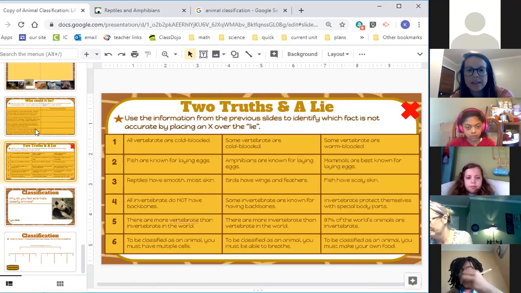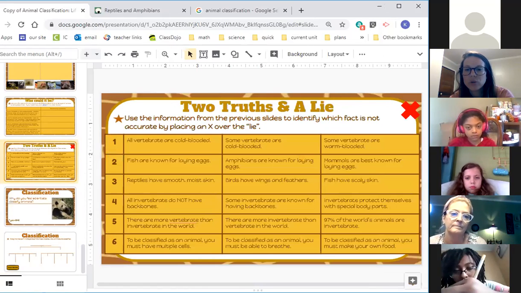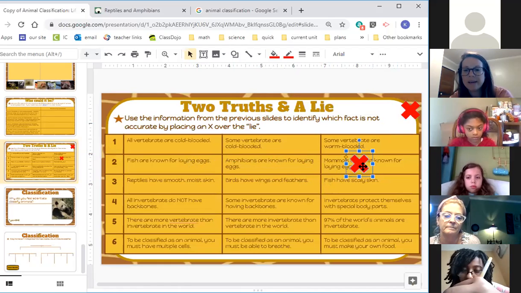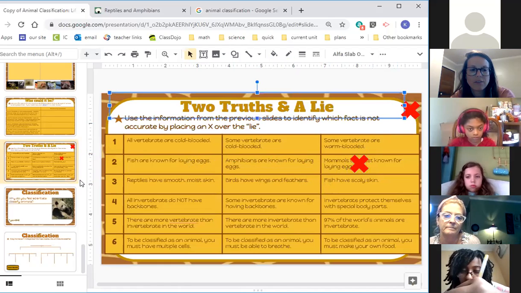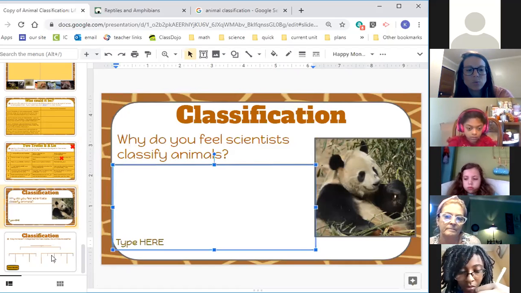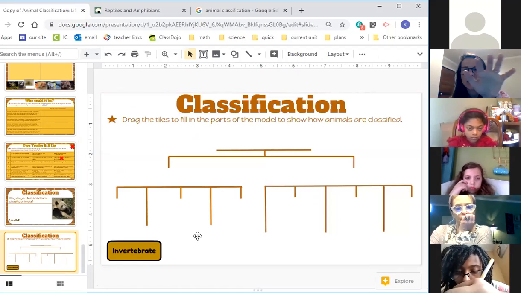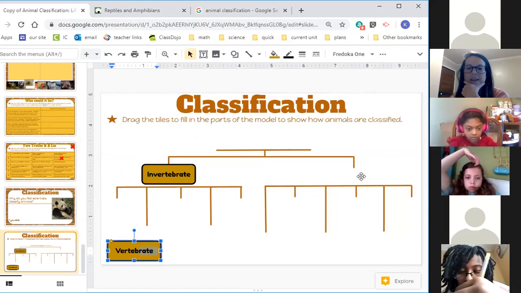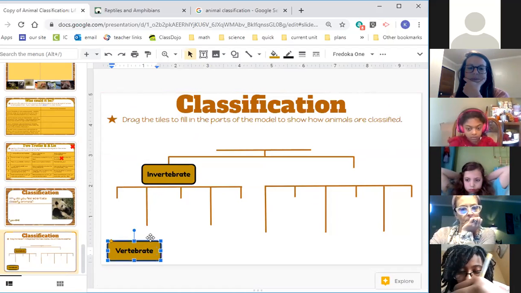Okay? This one, 2 truths and a lie, all you're going to do is put an X over the lie. Okay, so I'll go ahead and give you the answer for number 2. Mammals are not best known for laying eggs, so you'll put the X over that. Okay, this one is just your opinion. Why do you feel scientists classify animals? And you're just going to type it in the box. And then the last one is going to be kind of a diagram, and you're just going to drag the different tiles. Okay, does that make sense?